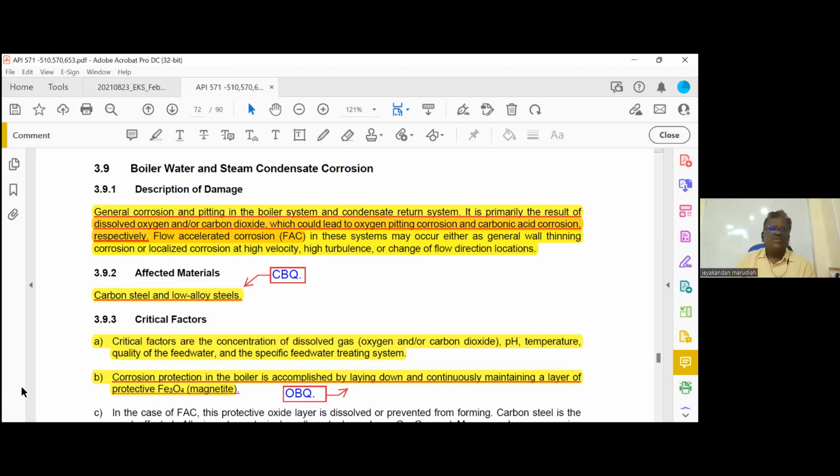Very simple damage mechanism. Please take: general corrosion and pitting in the boiler system and the condensate return system is primarily the result of dissolved oxygen and/or carbon dioxide, which could lead to oxygen pitting corrosion and carbonic acid corrosion respectively. That line is important. Affected materials: carbon steel and low alloy steel. That is a closed book question. Only carbon steel and low alloy steel it will affect.